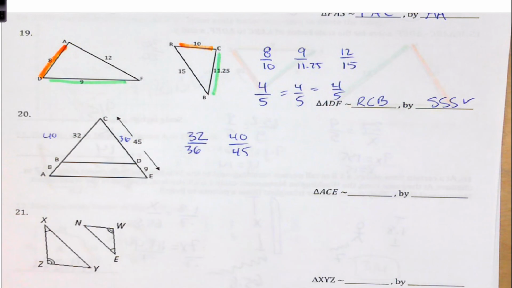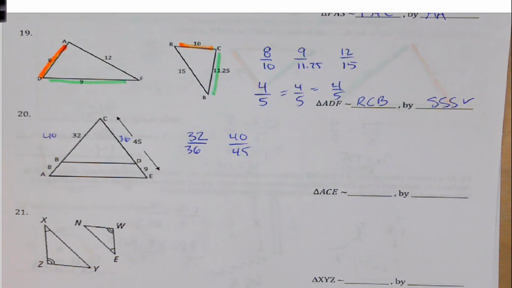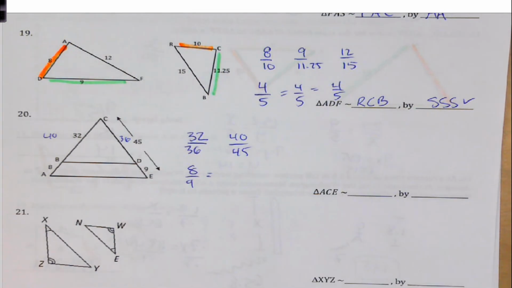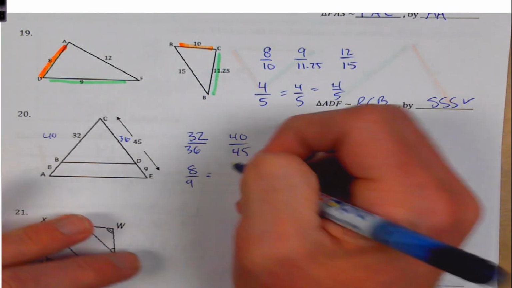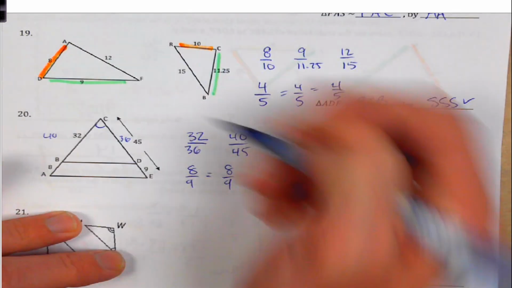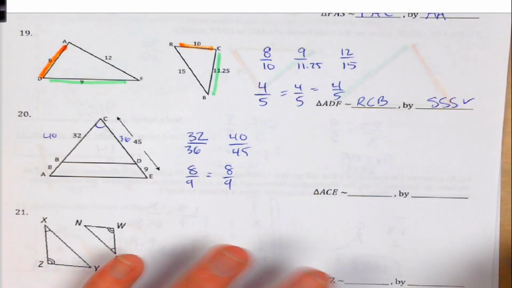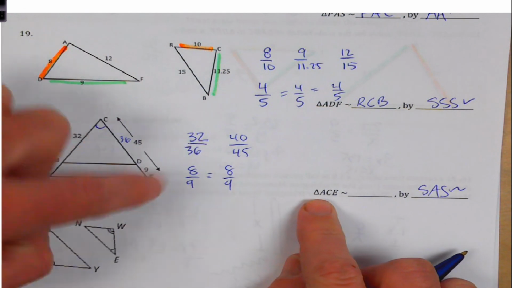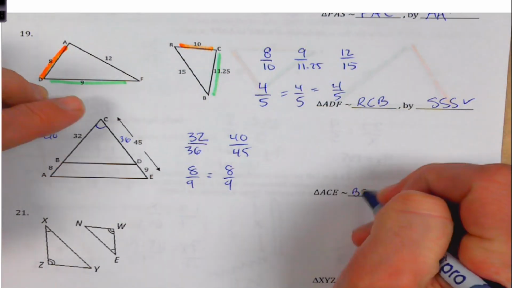And again, let's just simplify those real quick. That should be 8 over 9. You can also do decimals. 40 over 45 is 8 over 9. And then they share this common angle right there, so that will give us side, angle, side similarity. And then ACE should match up with BCD.